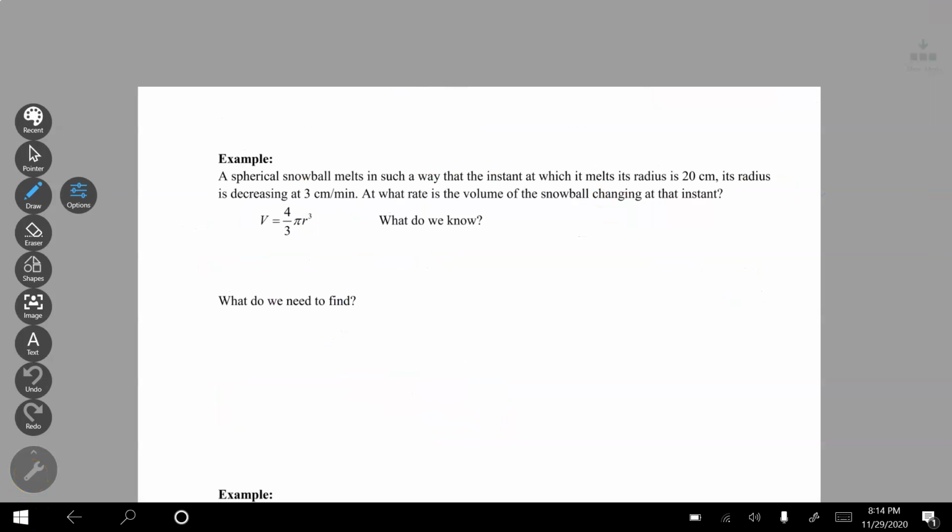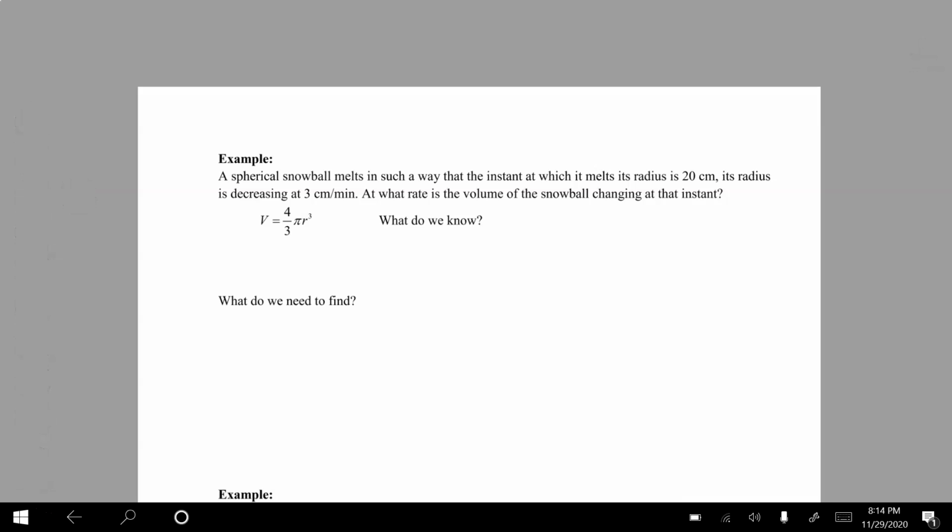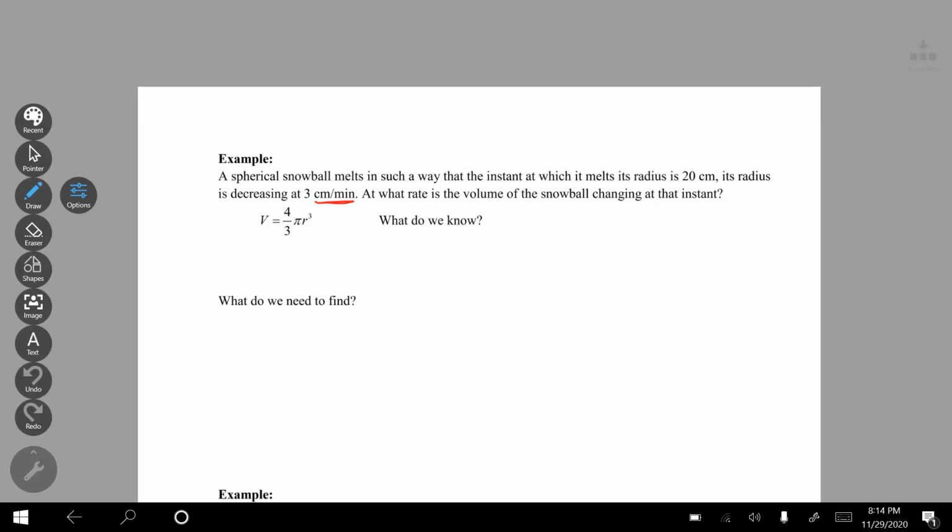So like I said, this unit is going to be a lot of word problems. Here's an example. We have a snowball that is melting, that currently the radius is 20 and the radius is decreasing at 3 centimeters per minute. When I see something like this, it is a rate or a derivative. The key is centimeters per minute. The word per is definitely going to lead to the fact that it is a rate of change.